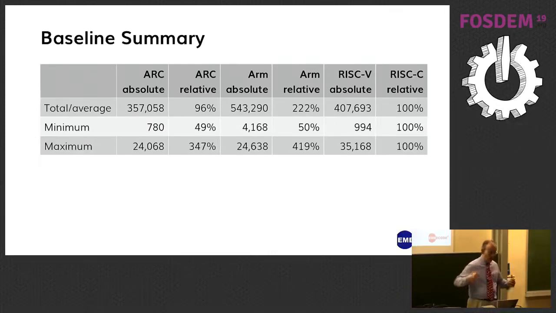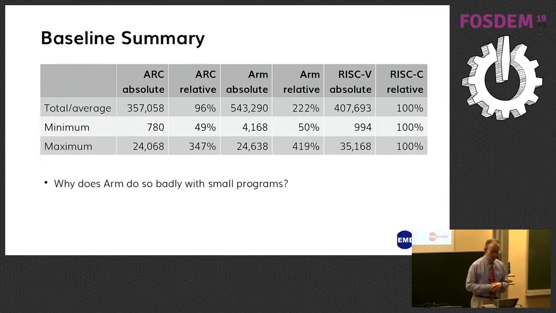For ARC, actually on average is slightly better than RISC V in this case. And the smallest programs, ARC has some programs that can do twice as well as RISC V, ARM has some similarly twice as well, and both ARM and ARC have some really pathologically different cases where they're far bigger than RISC V. So why does ARM do so badly with small programs?